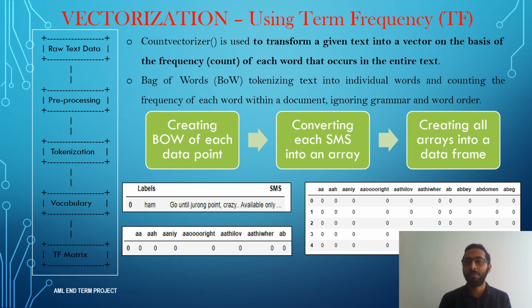Since for model fitting we need numerical data, we need to convert SMS into numbers. This approach is called vectorization. We are using 4 different vectorization approaches in this project. In the first approach, which is called the TF approach, each SMS is tokenized into words and the frequency of words is noted to create a vector. This is done for all SMS to create a TF matrix.